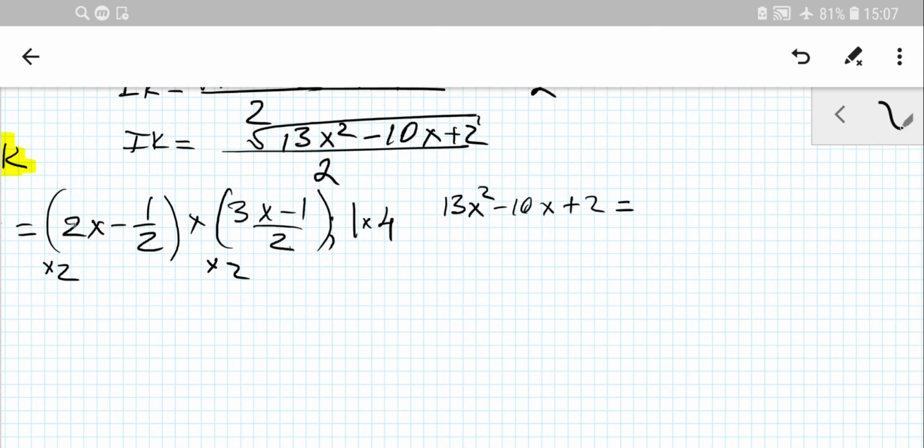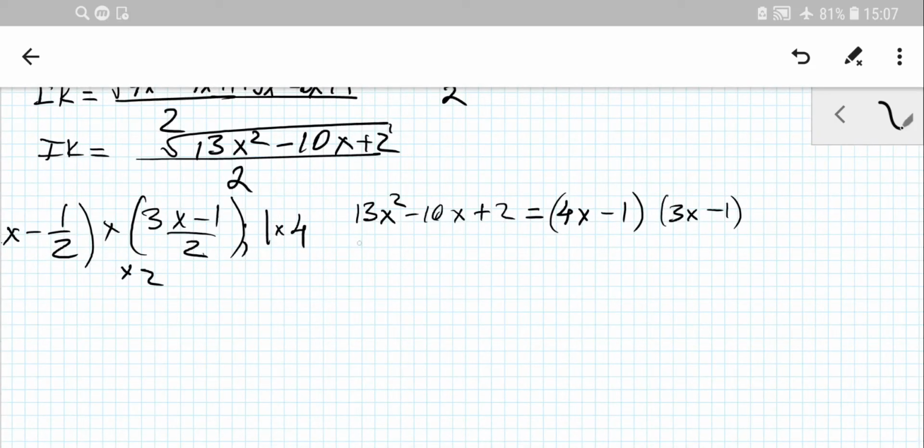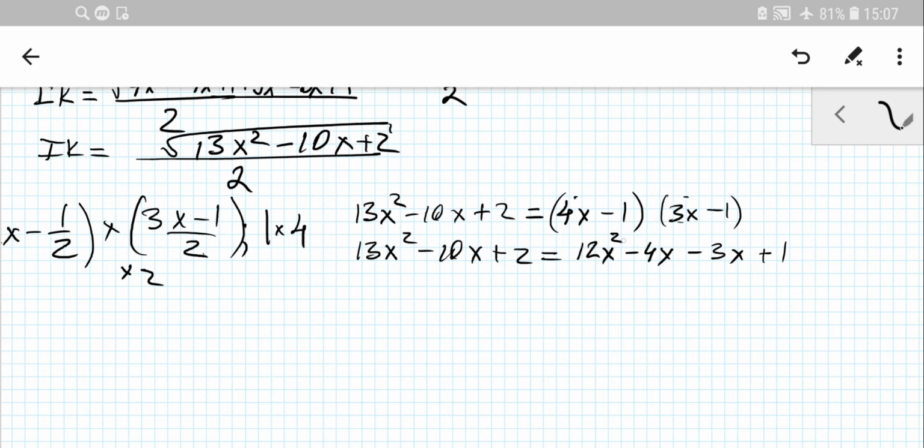So what I've got on the right side, if I distribute to that terms, I'll get 4x minus 1. And in the second brackets, if I multiply by 2, I'll be left with 3x minus 1. Okay, now it works. And now let's simplify that. So we've got 13x squared minus 10x plus 2 equals 2. Let's simplify, expand. So 4x and 3x, 12x, 4x minus 1 minus 4x, then minus 3x, and minus 1 times minus 1 is plus 1. Okay, and 12x squared, of course, because 4x times 3x is 12x squared.